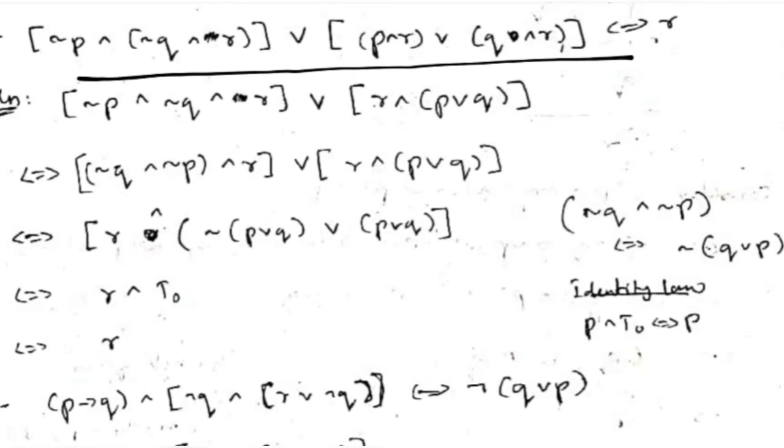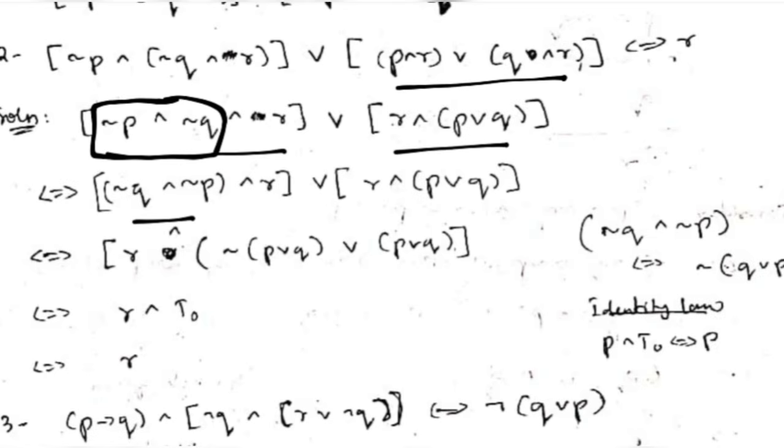So in LHS we have two parts, which is having an OR gate in between. Starting from LHS we have this part. In this part we will take not p and not q as common. Okay, and here from this part we will take r as common. Okay, after taking r as common from here and here, then we will get in this way.